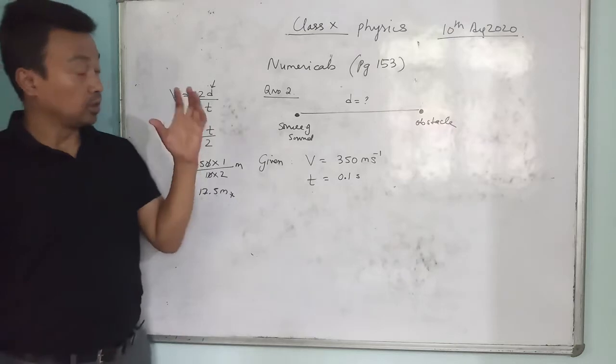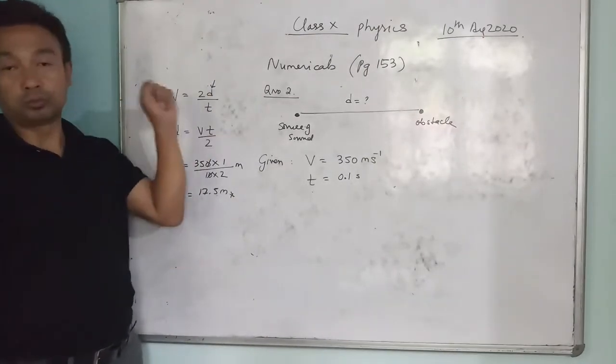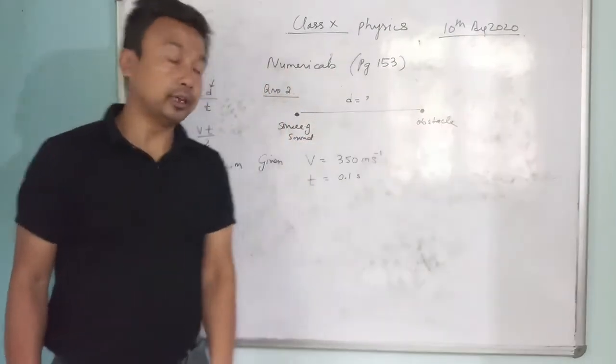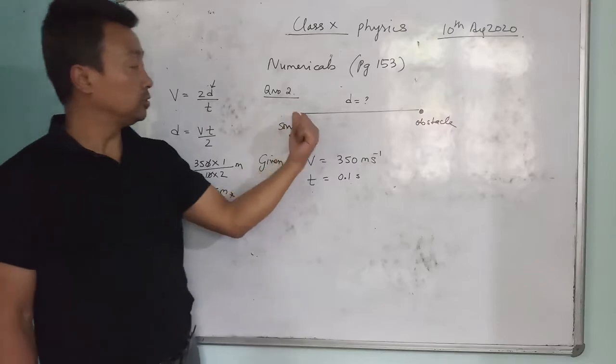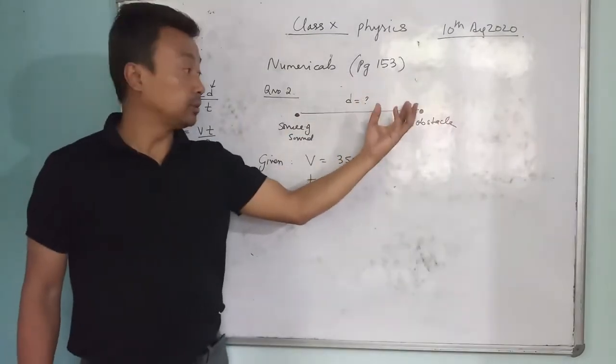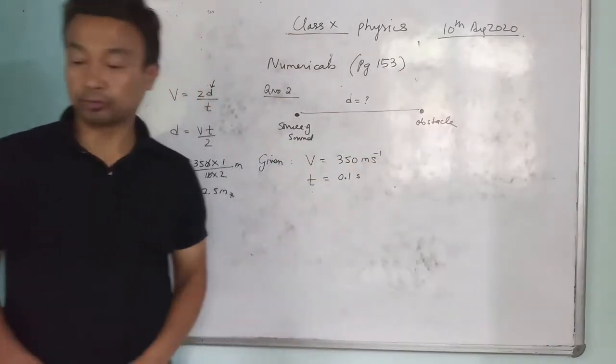Keep one thing in mind. In the echo you have got only one formula. V is the speed of the sound traveling in the air. D is the distance between the source of the sound and the obstacle. T is the minimum time required for the sound to return back to the source.